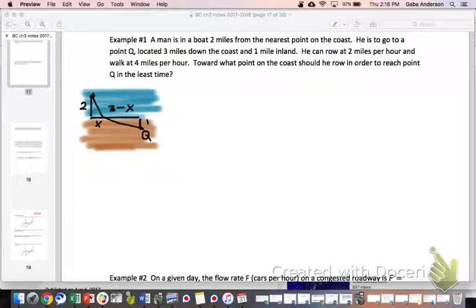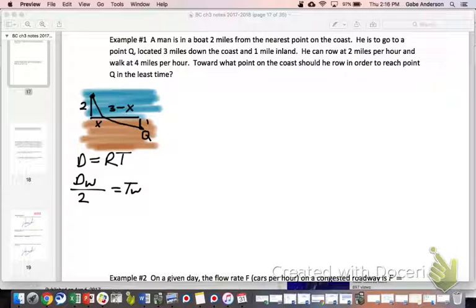So I think what we would do here is go back to Algebra 1, really. Say that distance is equal to rate times time. Plus or minus 2. Make sense? Okay, so then we could say that the distance in the water divided by the rate in the water, so that's 2, is equal to the time in the water.